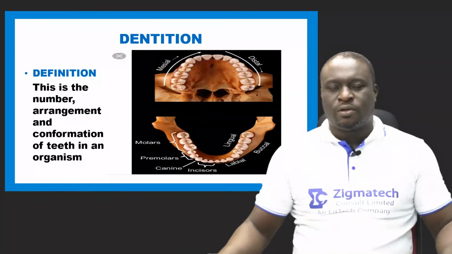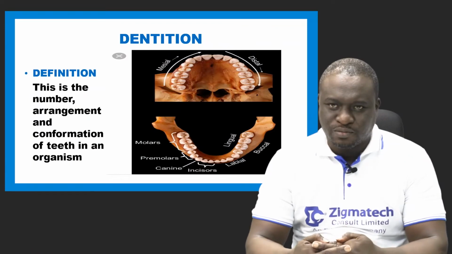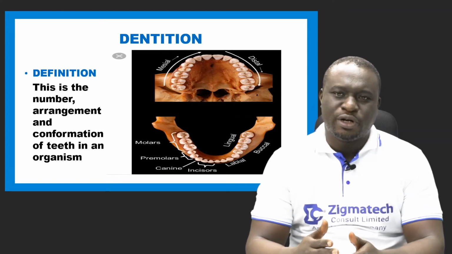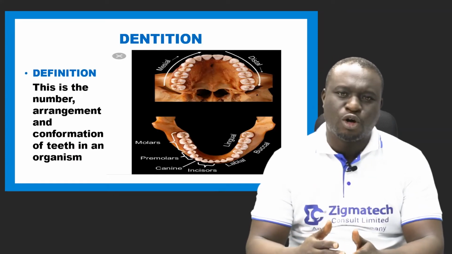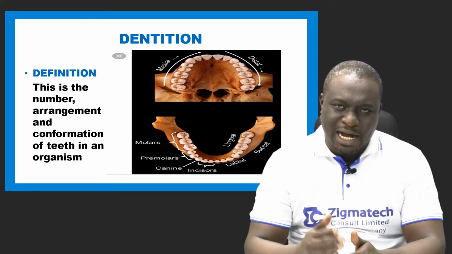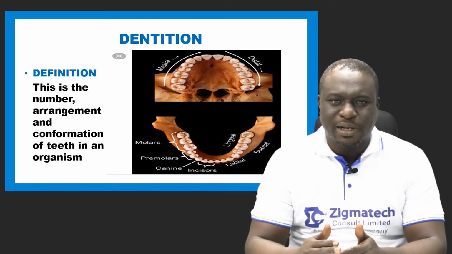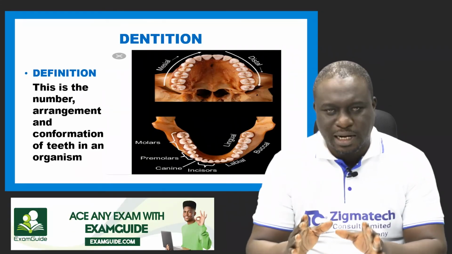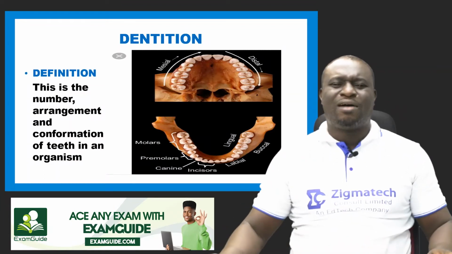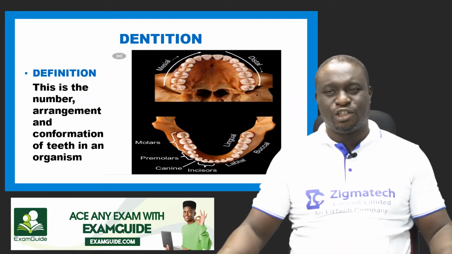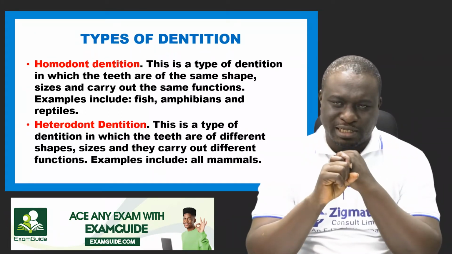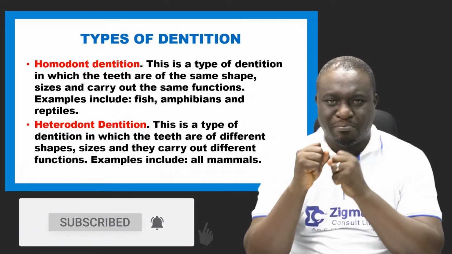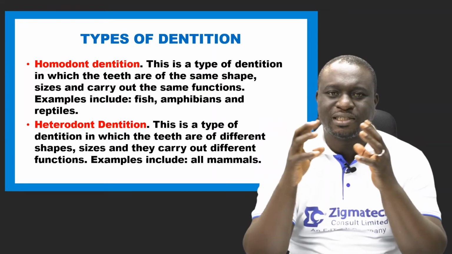All right, now let's take a look at dentition. Now, dentition can simply be defined as the numbering, arrangement, and conformation of teeth in the mouth of an animal or an organism. Now, we have 2 main types of dentition, which are homodont dentition and heterodont dentition.